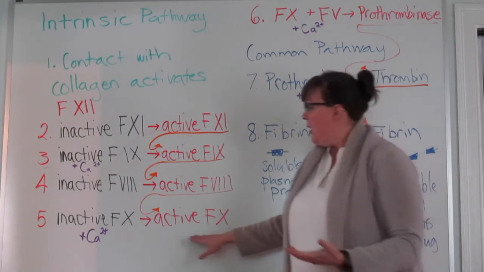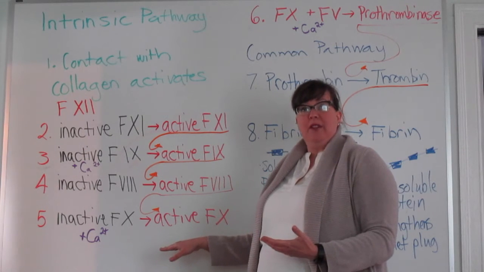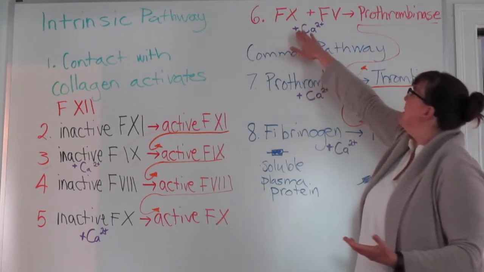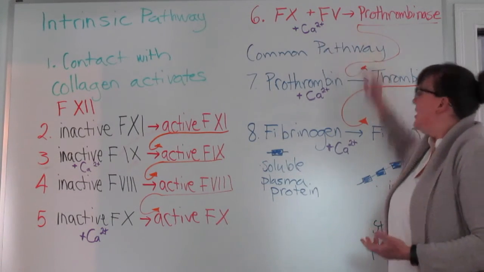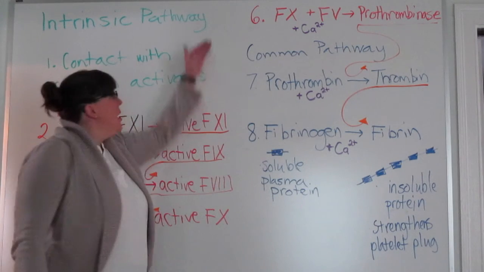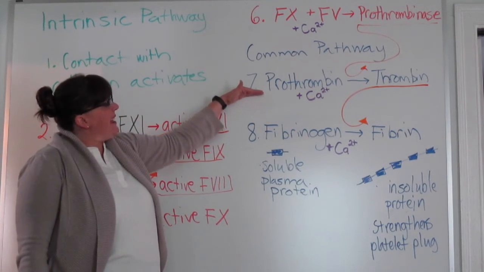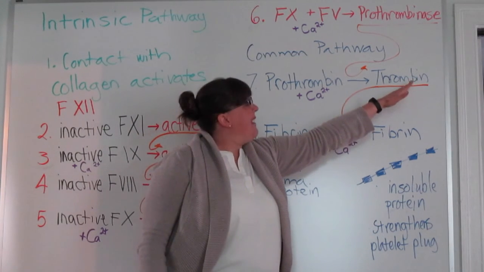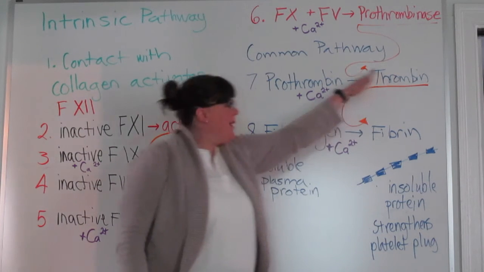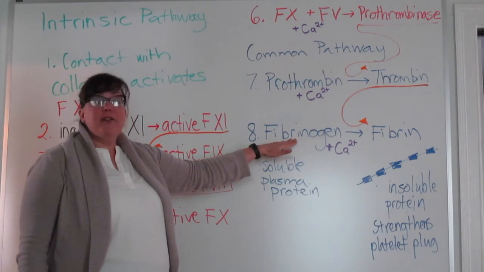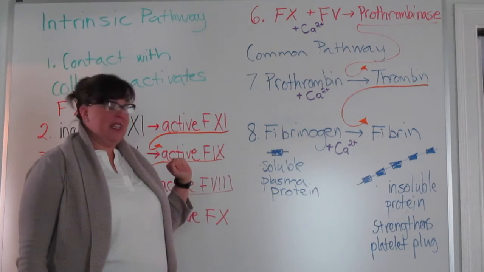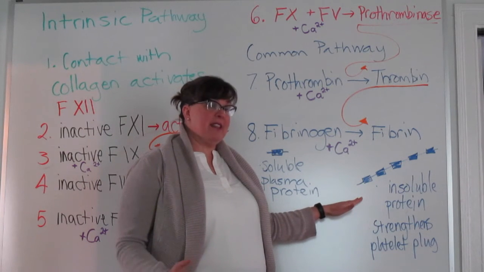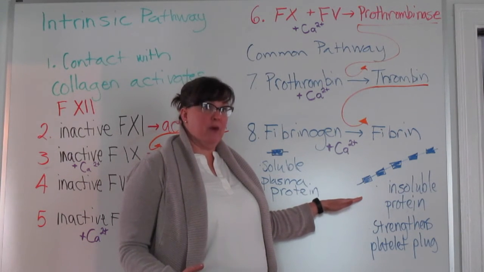And at this point, it's going to look a lot like what we talked about in the previous video, in which factor 10, once it is activated, will combine with factor 5 to form prothrombinase. Prothrombinase is an enzyme that catalyzes the conversion of prothrombin to thrombin. And then thrombin is an enzyme that will catalyze the conversion of fibrinogen, a soluble protein, into fibrin, which is an insoluble protein that strengthens a platelet plug and forms the clot.